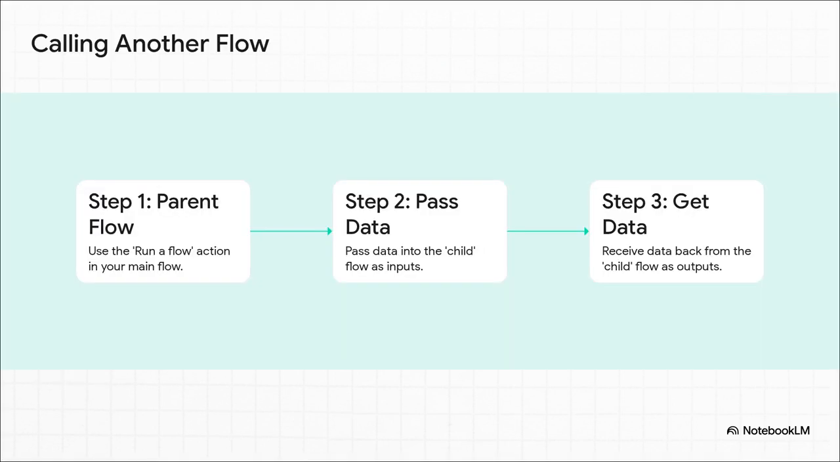This leads right into the idea of modular design. Instead of building one single, gigantic, complex flow that's impossible to manage, you can break your logic down into smaller, reusable child flows. Then a main parent flow can call these child flows whenever it needs them, pass some data in, and get a result back. This approach makes your automation so much easier to build, to debug, and to maintain over time.